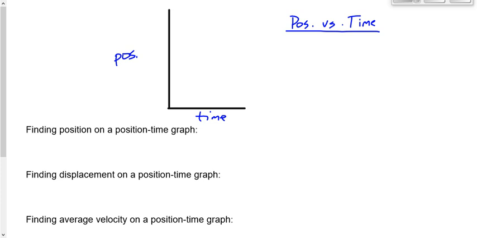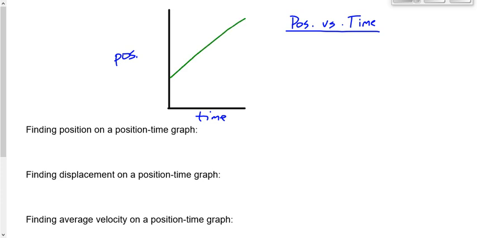Now, I'm going to draw this such that the graph looks like this. Just a simple straight line on this graph. Actually, let's change it just a little bit. Let's draw it so that it looks like this.